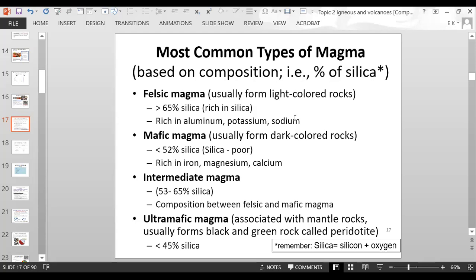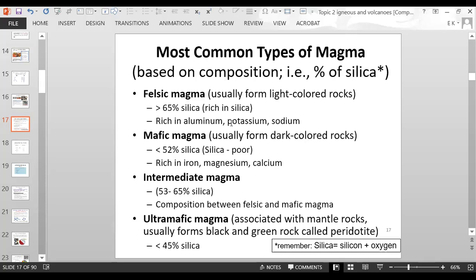Mafic magma is less than 52% silica, so we consider that to be silica poor. Mafic magma is often rich in iron, magnesium, and calcium, and mafic magma usually forms dark colored rocks. Intermediate magma is a composition between felsic and mafic. Ultramafic magma is less than 45% silica.